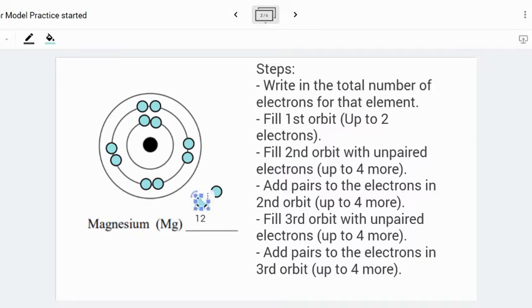Fill the third orbit with unpaired electrons first. So I put an unpaired electron at the top, an unpaired electron at the side, and I'm out. The outermost level has 2 electrons, so I would say the valence number is 2. The inner shells are full, and then the outer shell has 1, 2 electrons. Valence just means whatever number's on the outside. So our valence number for magnesium is 2 electrons in the outer level.